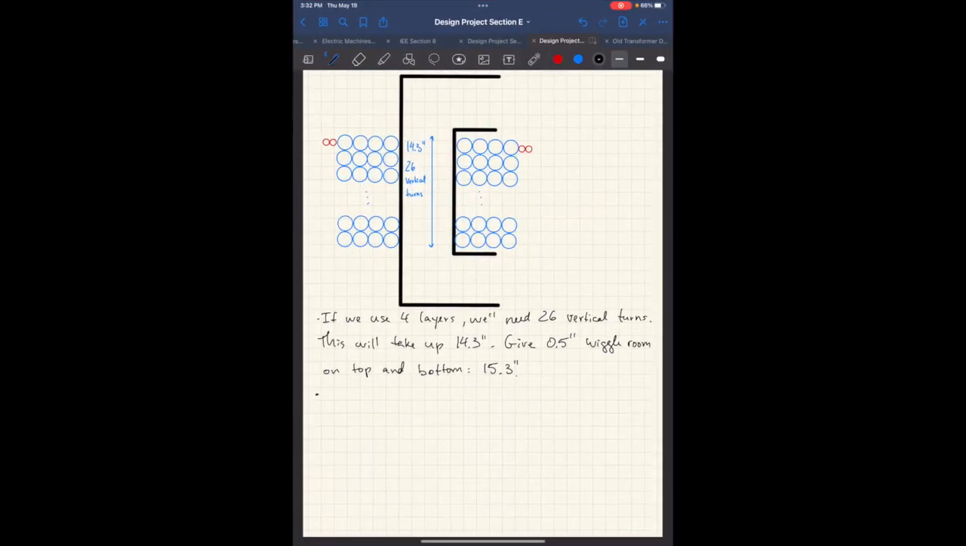So for the same height, we'll need 74 vertical turns for the high side conductor.